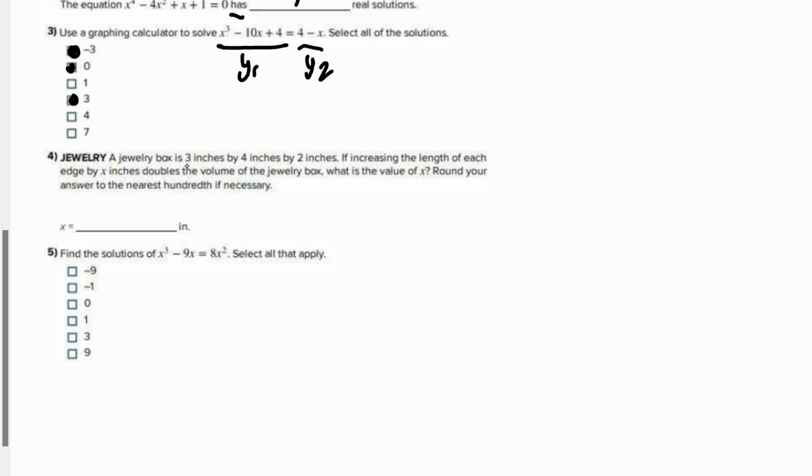Okay, and then this next one, you will have a problem like this. You have a box that is 3 by 4 by 2. Mine's probably not the greatest box. I guess that's a jewelry box. So the volume right there would be 24, right? Length times width times height.